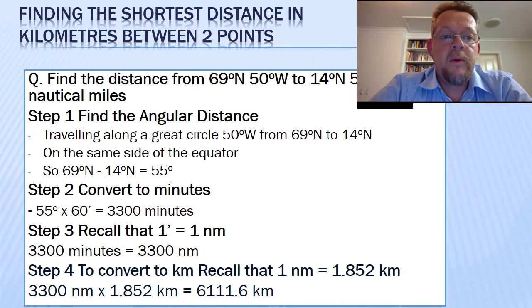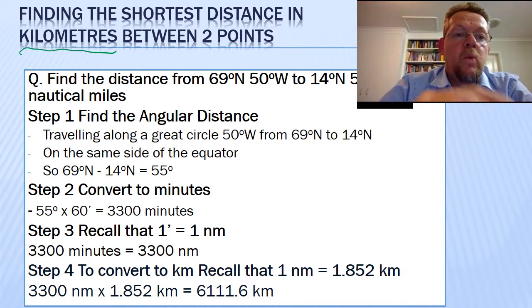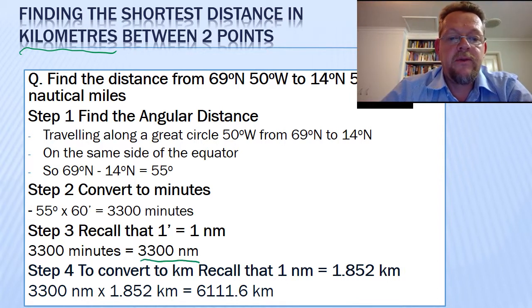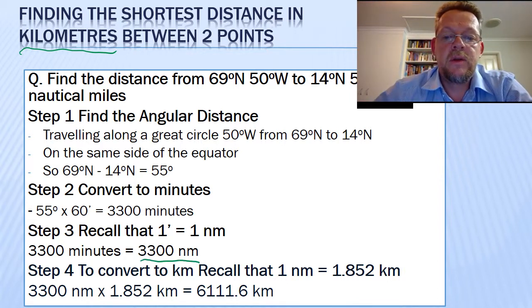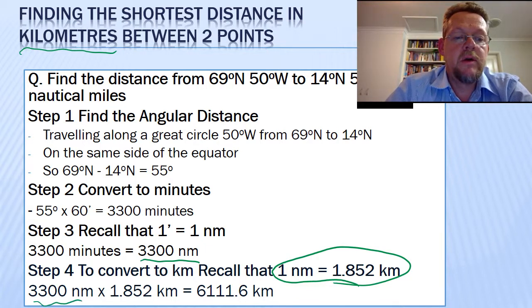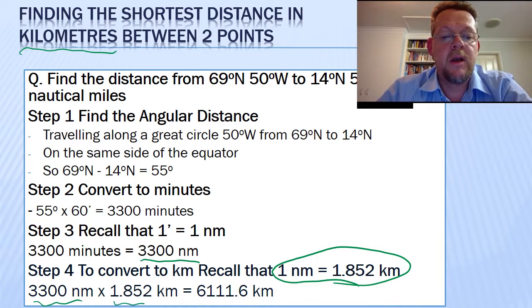Now, if we want to do this in kilometers, there's one final step, and we can see that we've got the 3,300 nautical miles here. We just need to recall that for every nautical mile there's 1.852 kilometers. So we're just going to multiply that 3,300 by 1.852 to get 6,111.6 kilometers.